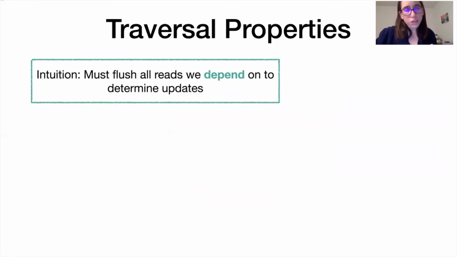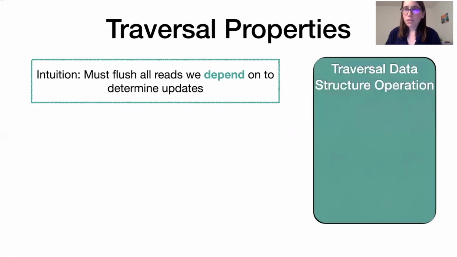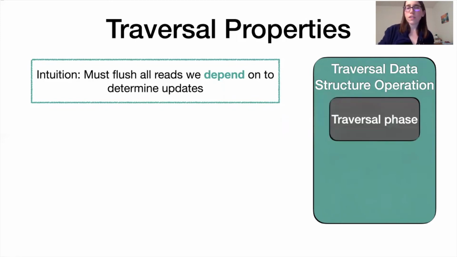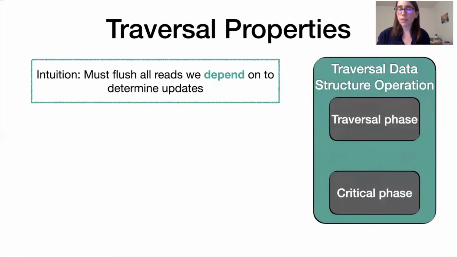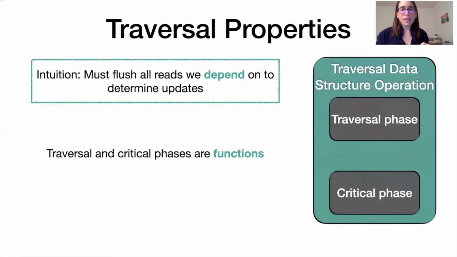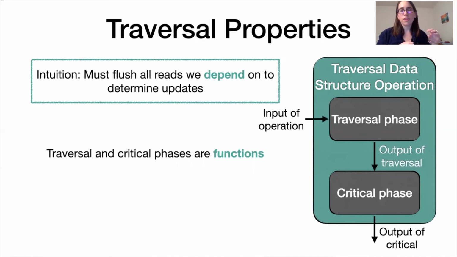So remember, the intuition we're going with is that we want to flush all the reads that we depend on for the updates, but we don't want to flush the reads that we don't depend on. And so really our goal is to very clearly delineate dependencies from non-dependencies. So in a traversal data structure operation, we actually give it some structure in which there's first a traversal phase and then what we call a critical phase where the update happens. And we make these phases each be a function, and this helps us control the information flow. And so in particular, we give the input of the operation into the traversal phase and feed its output into the critical phase, which then gives the output for the operation.